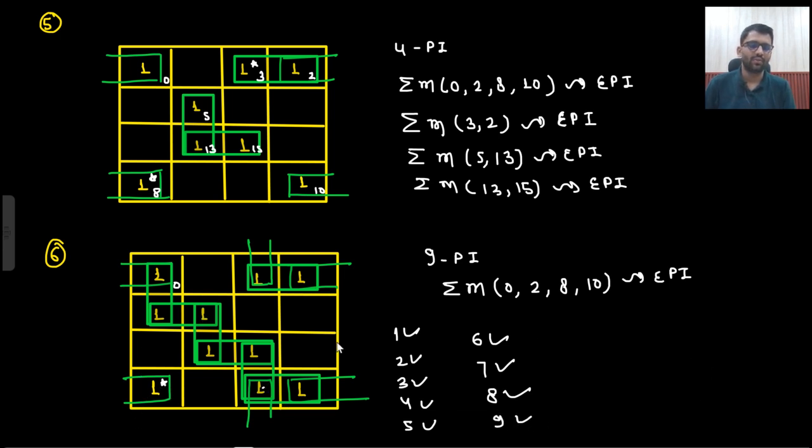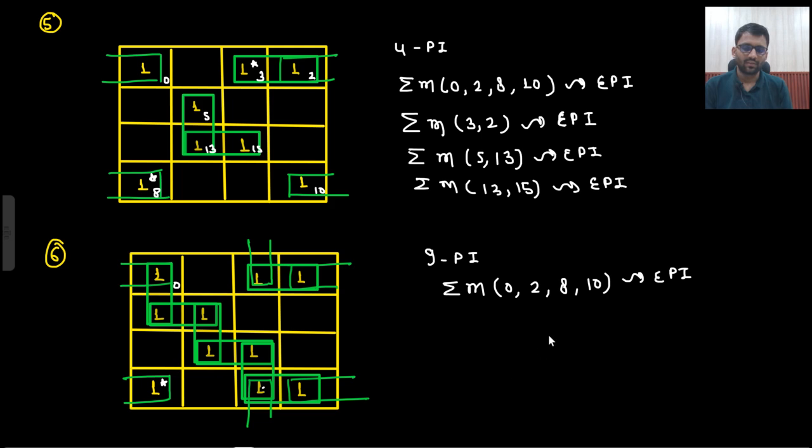So I have talked to all the guys. This guy was having only this particular group. This element also has two groups. This element also has two groups. This element also has two groups. But this guy was alone. So because of this it is an essential prime implicant. So only one essential prime implicant is there. Only one. So if someone asks you in this particular K-map how many essential prime implicants are there? Only one is there.